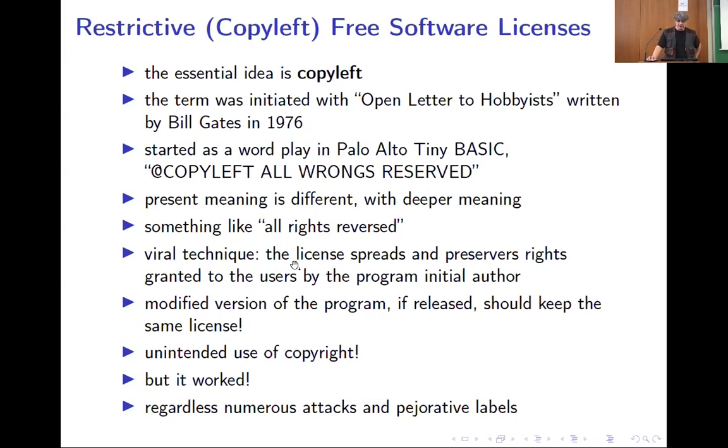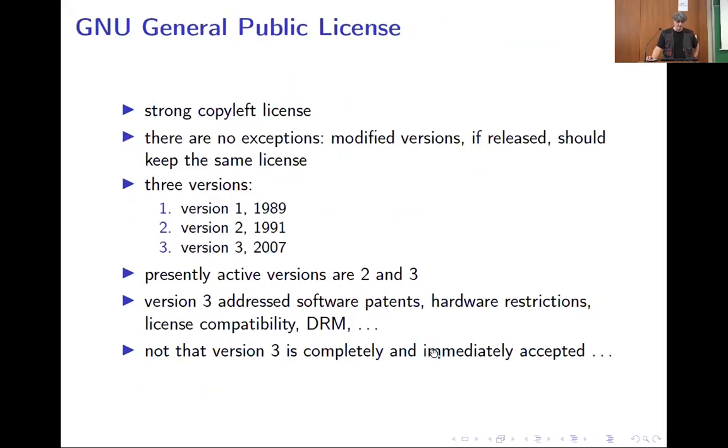That's a viral technique. The license spreads and preserves the rights granted to the users by the program's initial author. A modified version of the program, if released, should keep the same license. This was an unintended use of copyright, because copyright started as a method to control the content of books. But actually it worked, and regardless of numerous attacks and pejorative labels like viral license and so on, a lot of software is now released under the General Public License.